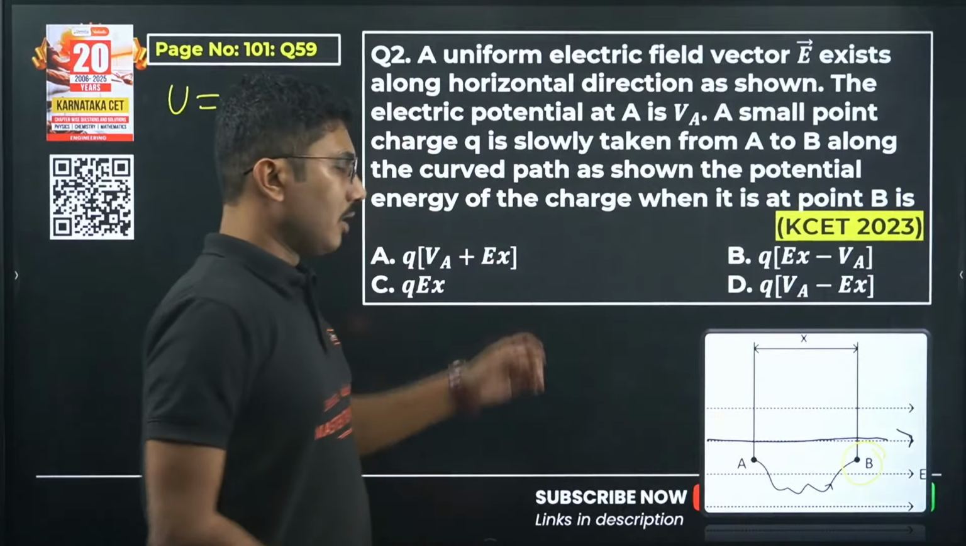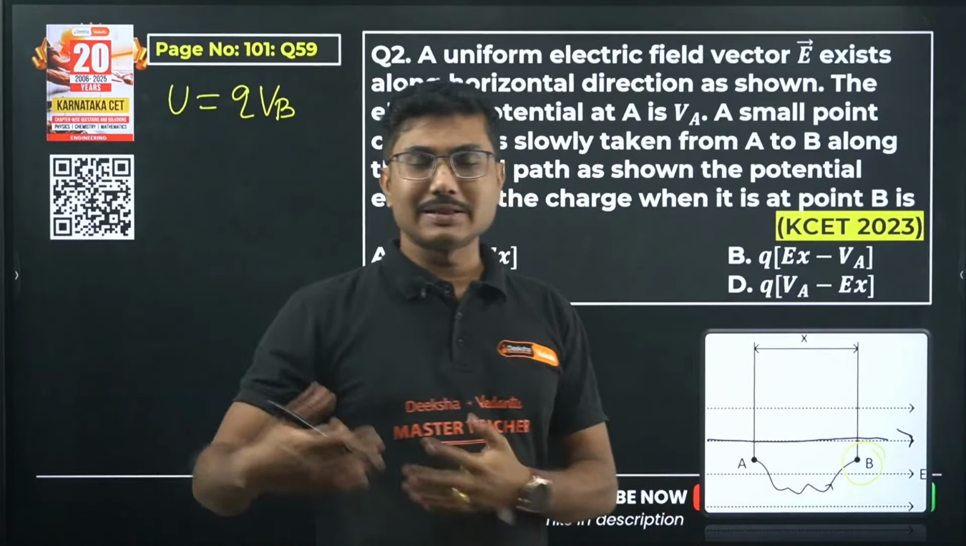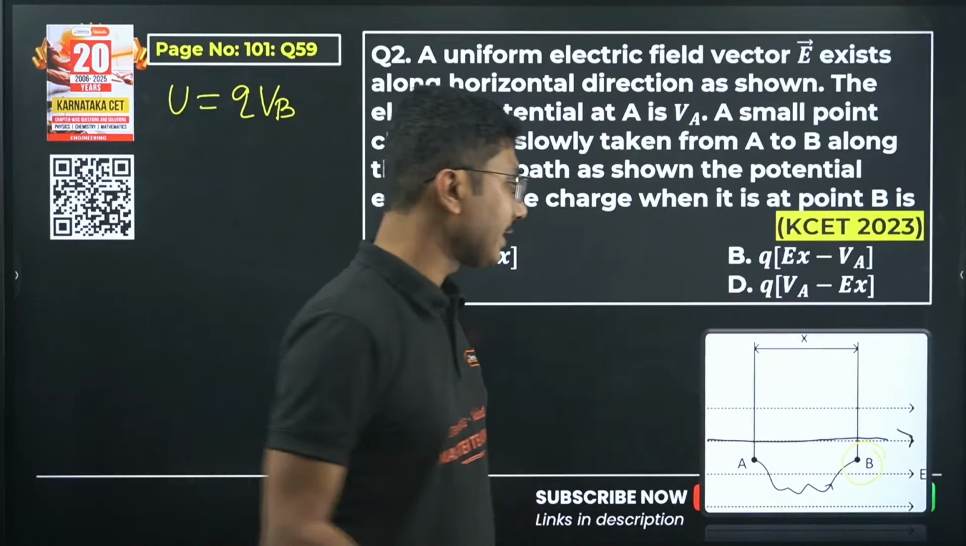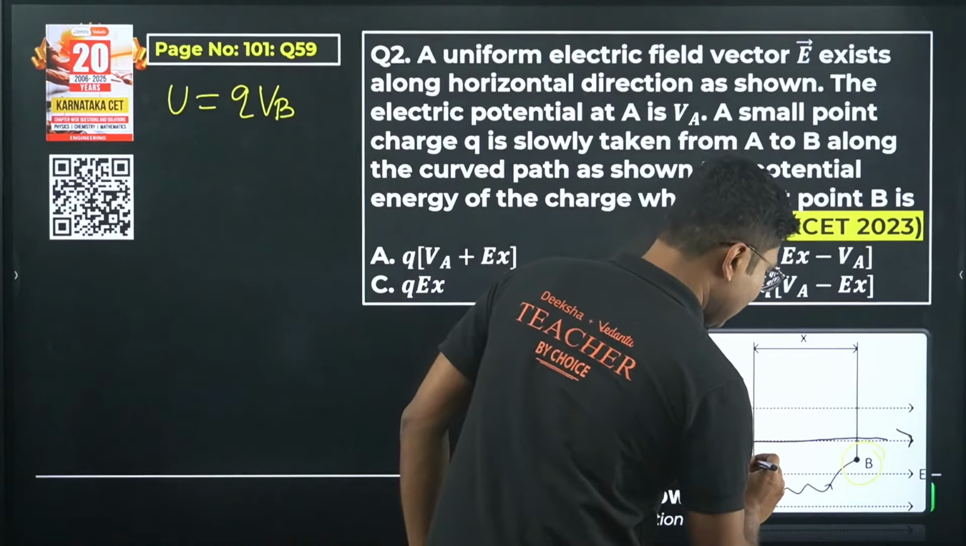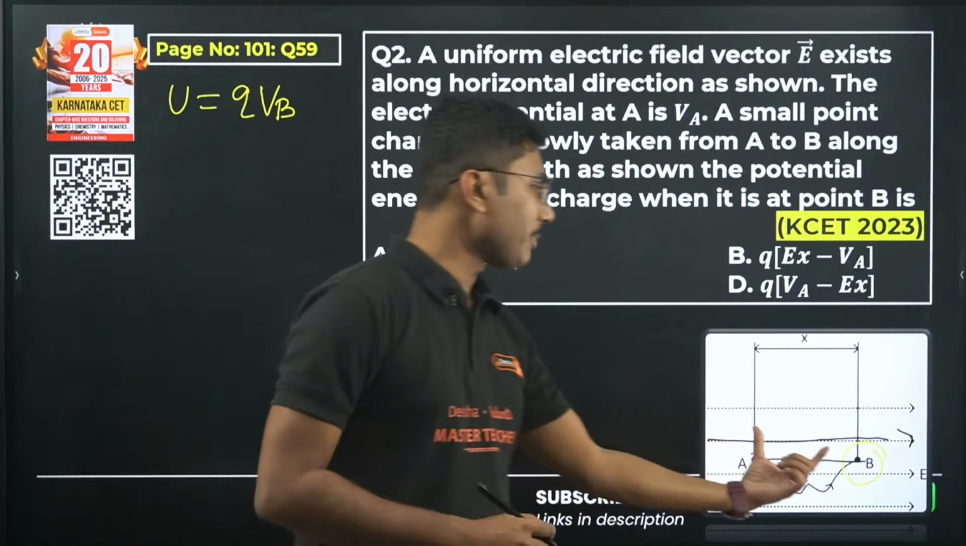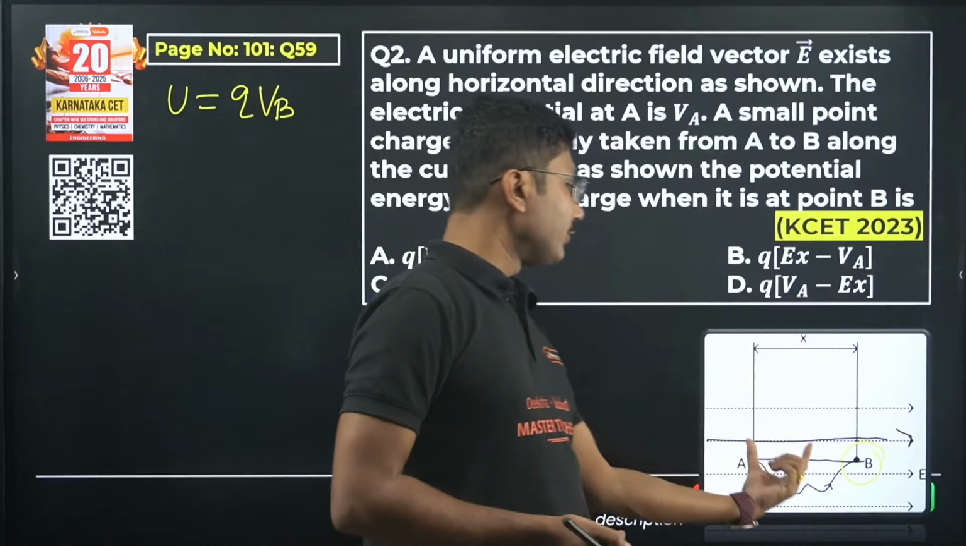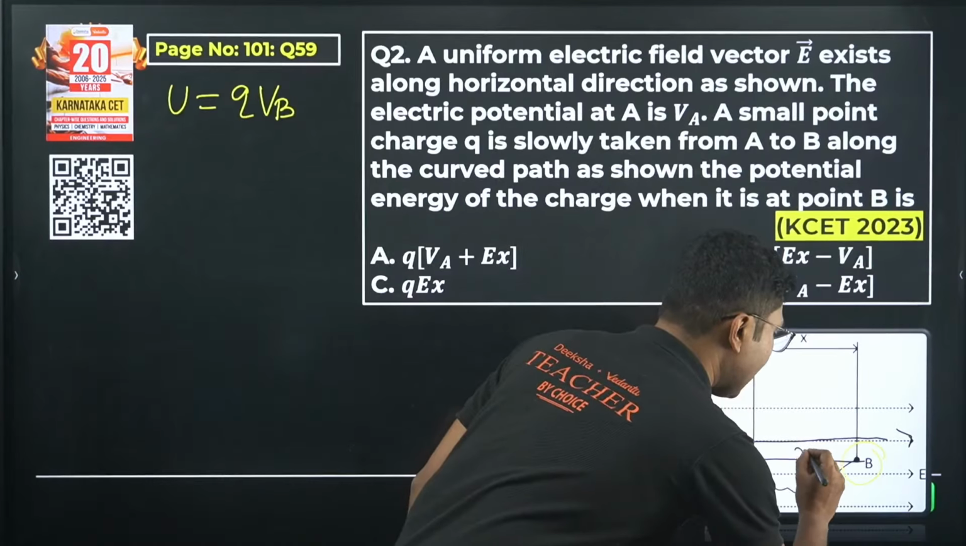Now you have to understand that the curved path is just given as a distraction. It does not matter. The only thing that matters is the shortest path between the 2 points, because the electrostatic field is a conservative field. So this distance is important. Now let's see who can answer this question.